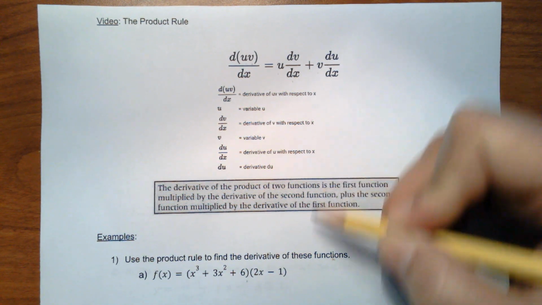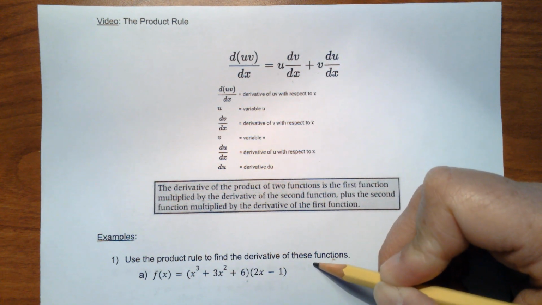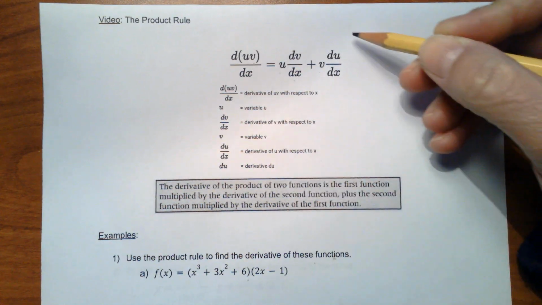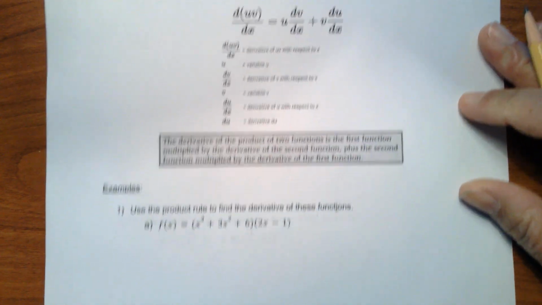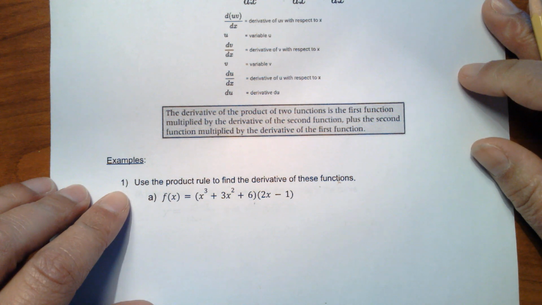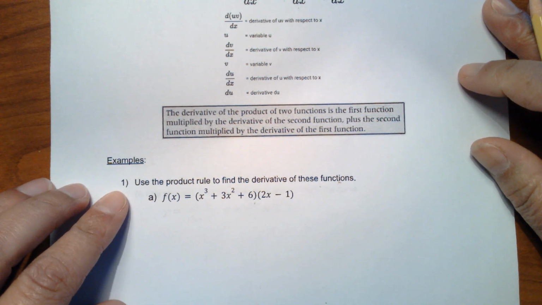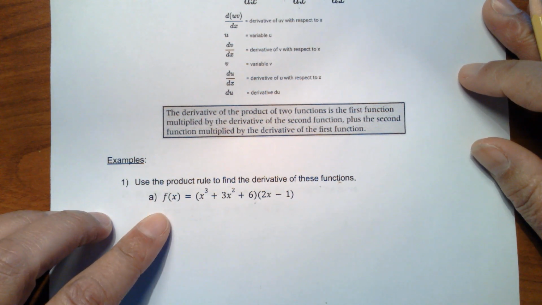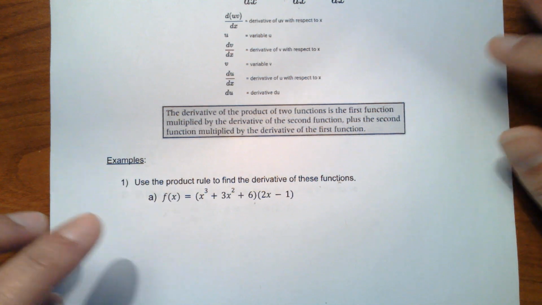To explain these, I'm just going to use an example. I think this is easier to learn using the example than looking at an entire formula. So let's get started. Here's our example. Use the product rule to find the derivative of these functions. Part A, f of x equals the quantity x cubed plus 3x squared plus 6 times the quantity 2x minus 1. So we have a u and a v here.